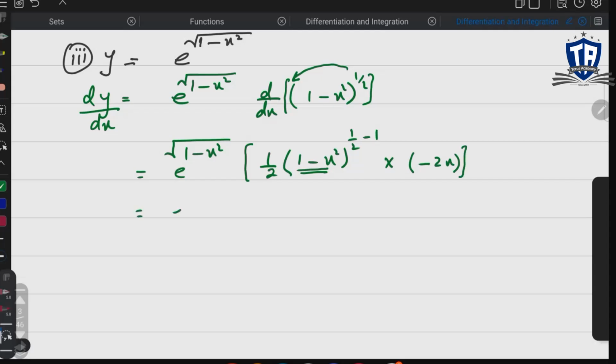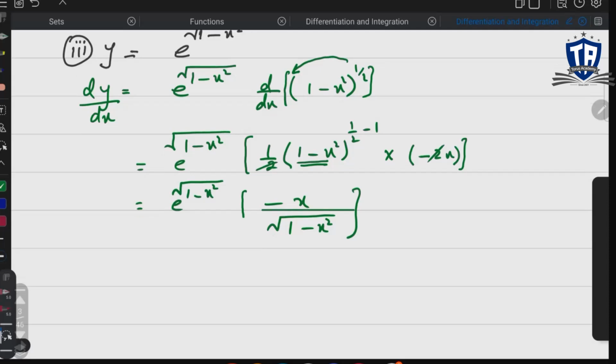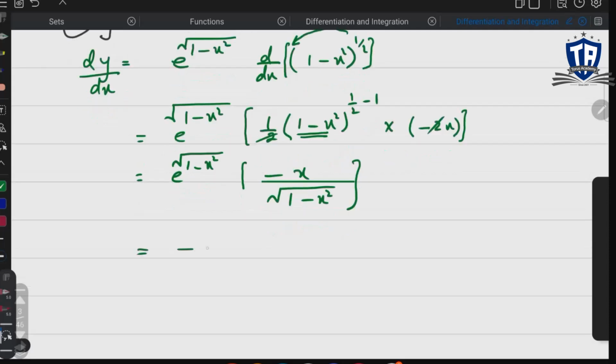Further, we need to simplify the steps. We need to write the answer in the most simplified form. It's better to do it like this. You can cancel 2 with this minus 2x, and in the denominator, it is 1 minus x square. When you subtract half from 1, you'll get half, and when you bring it in the denominator, it becomes like this. So this is our final answer. Okay, let me write the answer in proper order.